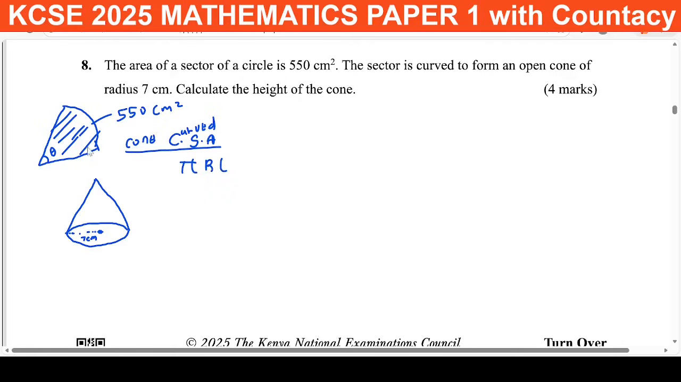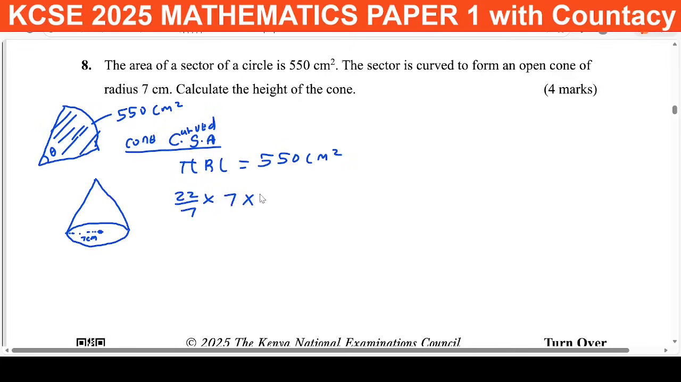And you realize that this is the material that was used to create this one. And we are told that there is no wastage. Therefore, the surface area of this one is equivalent to the surface area of this one. Therefore, pi RL should give you this area, that is 550 centimeters squared. Pi, we have not been given a preference, therefore we use the default, 22/7. And lucky enough, the radius here is 7, so it's not going to give us a lot of trouble.